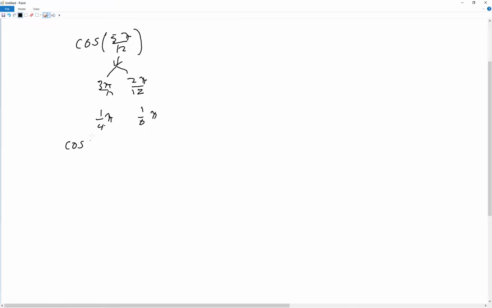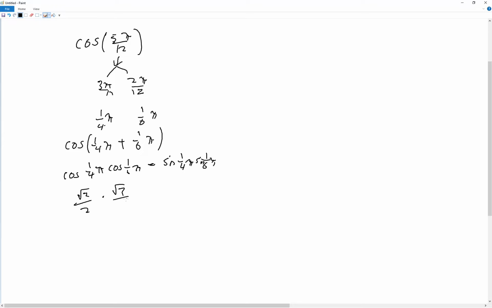So it'll be cosine of 1 over 4 pi plus 1 over 6 pi. You use the identity, which is cosine alpha, which is 1 over 4 pi, times cosine 1 over 6 pi. And the sign changes. So sine alpha, which is 1 over 4 pi, times sine 1 over 6 pi. This is just negative square root 2 over 2, and this is times square root 3 over 2 minus square root 2 over 2 times 1 over 2.